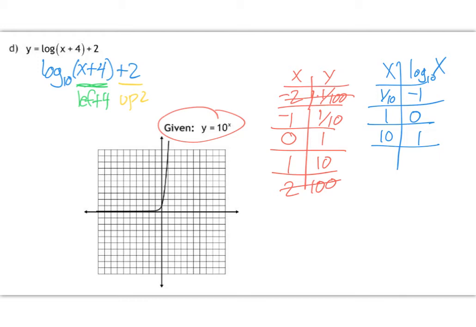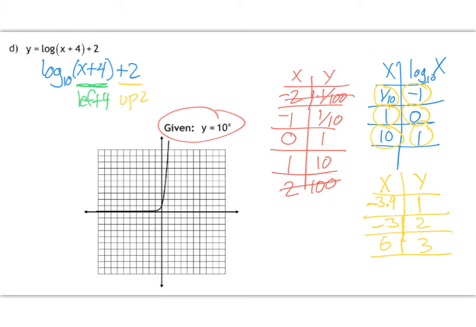So if we're talking about the final things here, I'm going to do these in yellow. My final x and my final y would end up being, okay, 1/10 is 0.1, going left 4, -3.9. -1 going up 2 is going to be +1. 1 going left 4 is going to be -3. 0 going up 2 is going to be 2. 10 going left 4 is going to be 6. And 1 going up 2 is going to be 3. These are the points that we're going to use.